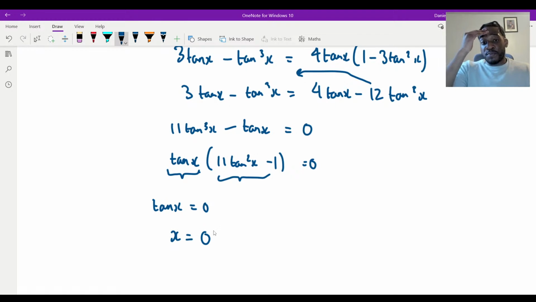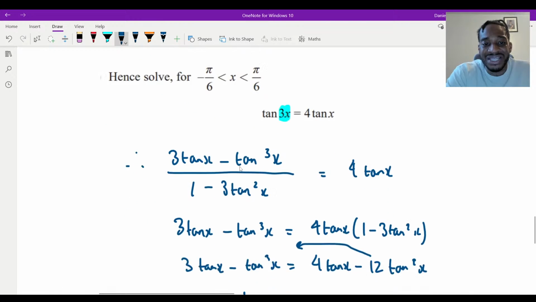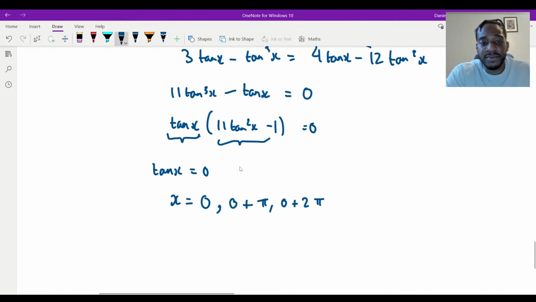Now remember the periodicity of tan, right? You could use the CAST method or the graph, whatever you prefer. What I like to do is just memorize them. So I know that the values are going to repeat every 180 or pi. So it's going to be 0 plus pi, and then 0 plus 2 pi, and so on and so forth. Now the range is between minus pi over 6 and pi over 6. So the only value here that works is going to be 0, to be fair, right? So it's going to be x equals 0, because when I plug those in, you can try, they're going to be outside of the range. So x is equal to 0 there.